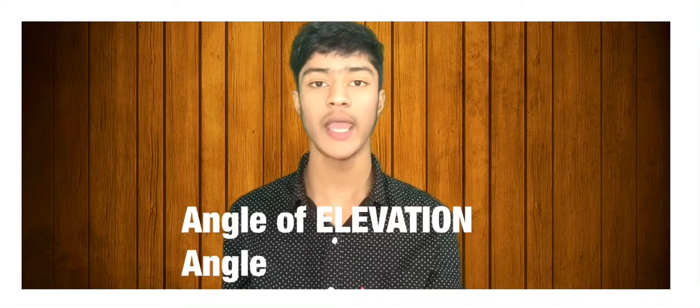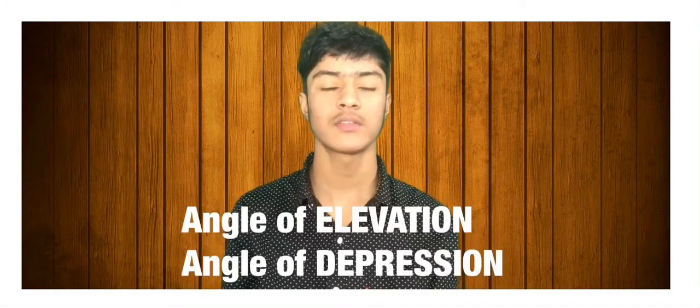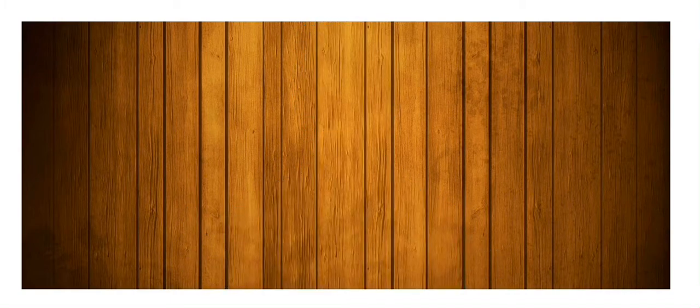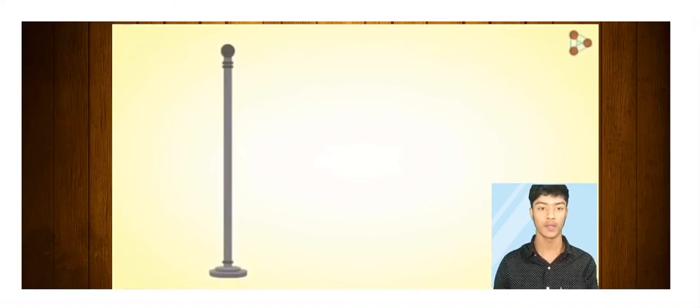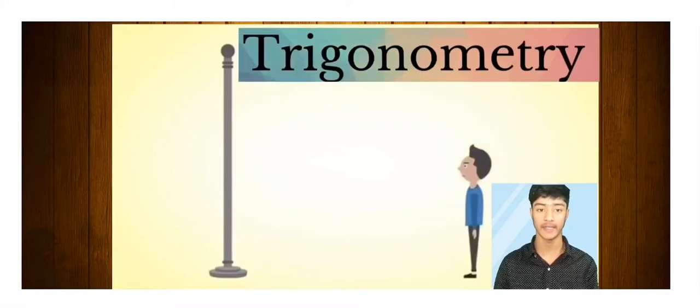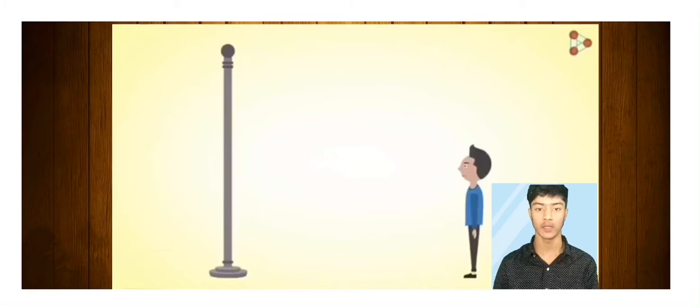And we will learn what the terms angle of elevation and angle of depression mean. So let's go. Here we have a pole that is fixed to the ground. A person is standing in front of it, and this person is seeing the pole.